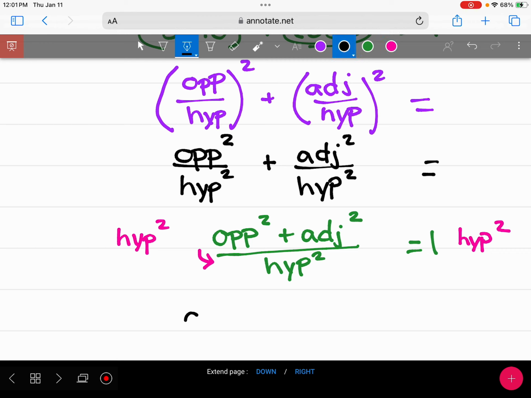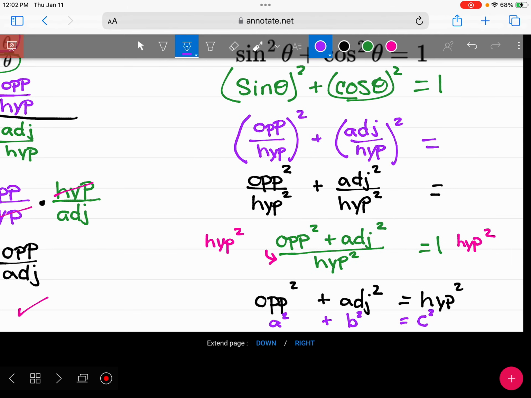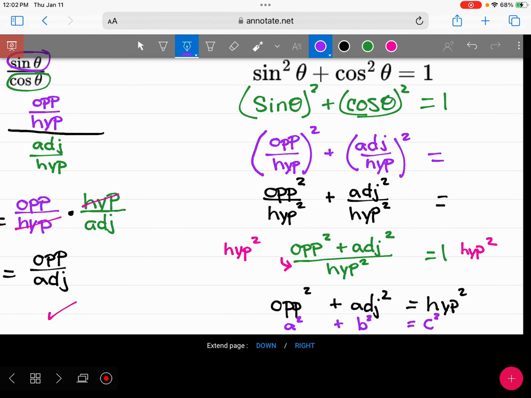And what we wind up with is the opposite side squared plus the adjacent side squared equals the hypotenuse squared. What this is, a squared plus b squared equals c squared. So we wound up actually finding the Pythagorean identity in here, the Pythagorean theorem. That's why these are called Pythagorean identities, is they're based off of the Pythagorean theorem.